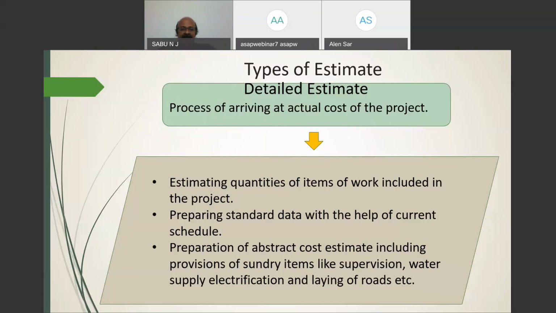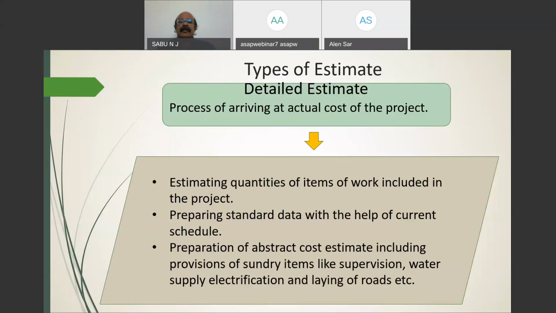So the detailed estimate is a process of arriving at the actual cost of the project. From the preliminary estimate, we can know the approximate cost, a rough estimate, which may vary depending on changes or the incorporation of features in the project. So that cannot be used for the tendering process or for the interest of the contracting agency.